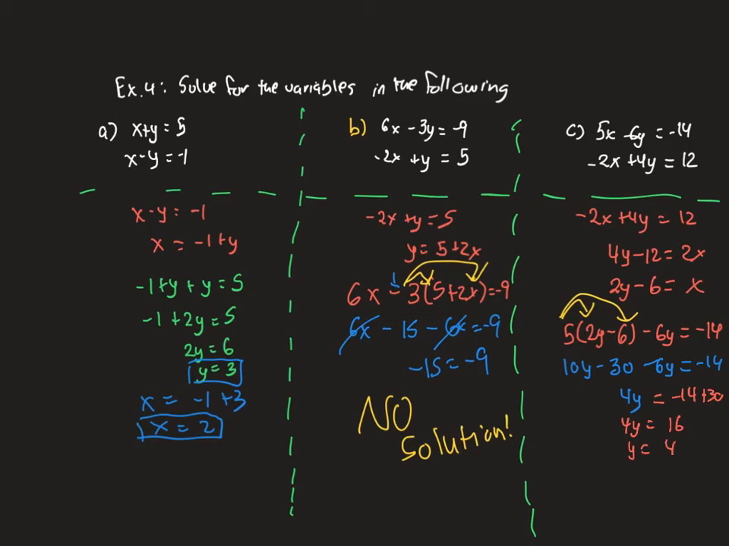Kind of running out of space here, so let's do this here. So take that y is equal to 4, plug it in anywhere. I'll plug it into this one. So I have x is equal to 2 times 4 minus 6. So x is 8 minus 6, so x is 2.